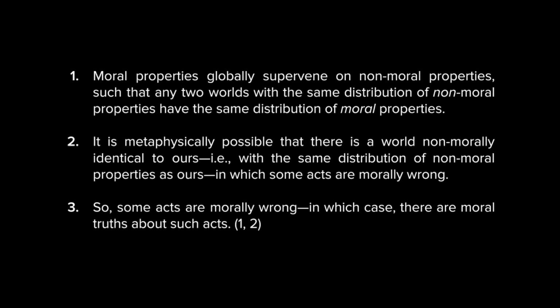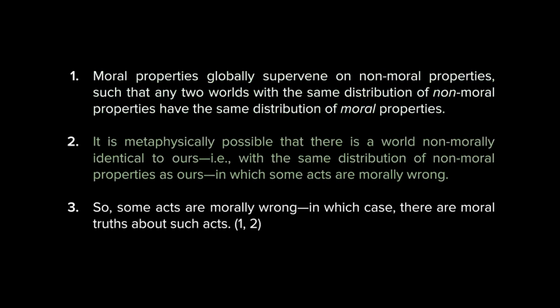Now, there's an interesting thing about the structure of this argument that I want you to be aware of. This first premise is what we might call the necessity premise. It's a premise which facilitates the inference from the possibility of moral truths or properties to their actuality. And that's because this premise asserts a necessary connection between non-moral properties and moral properties, such that you cannot have two worlds that are exactly the same in terms of their non-moral properties and yet differ in terms of their moral properties. And so it's a kind of necessity premise.